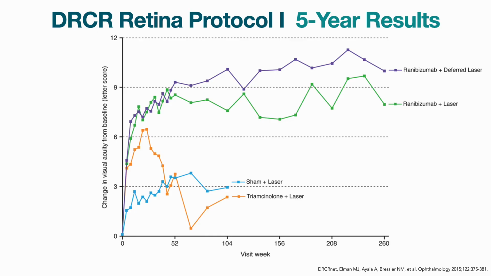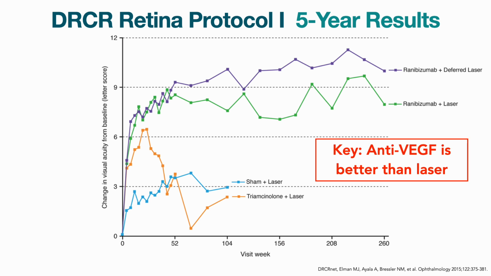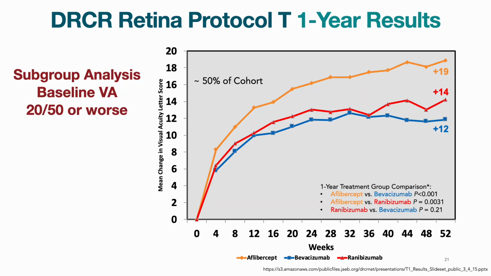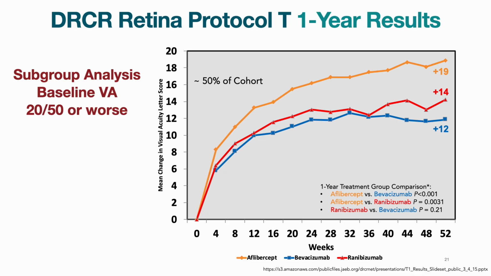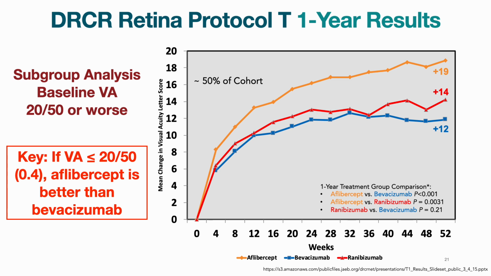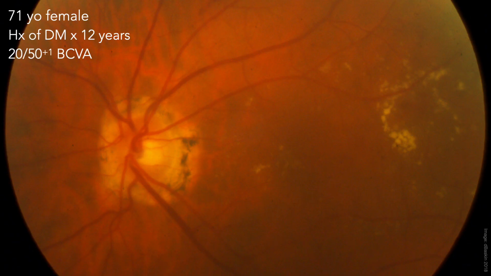Okay, so let's talk about anti-VEGF. In this study, we have 5-year results from protocol I. And if you notice, anti-VEGF is way better in terms of letters on the visual acuity scale than is laser. Protocol T, the 1-year results, this is a subgroup analysis with baseline vision 20/50 or worse. There was a difference between aflibercept and the other two. We said after protocol T, 1 year and 2 year results were similar, but not quite the same. If you're 20/50 or worse, aflibercept's the best.